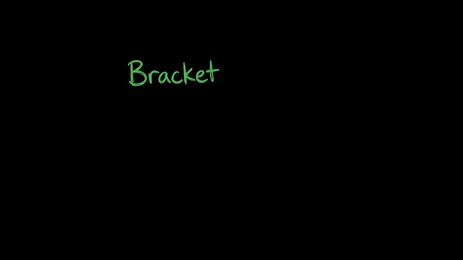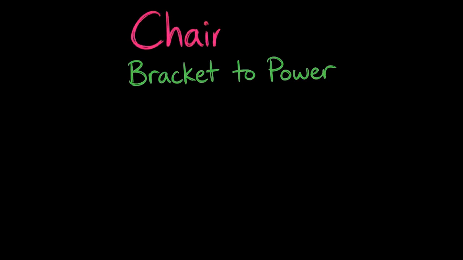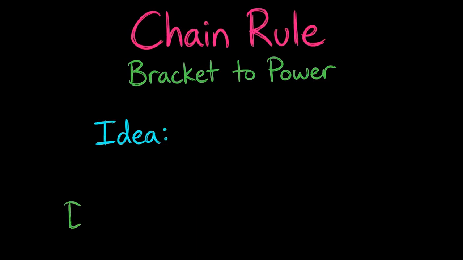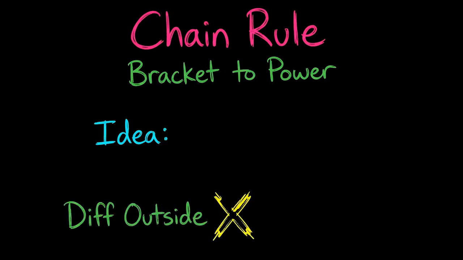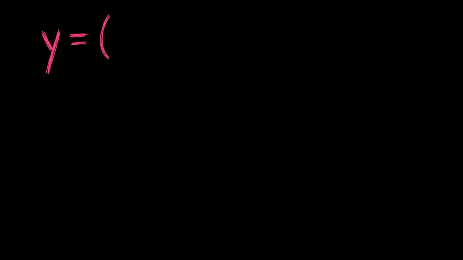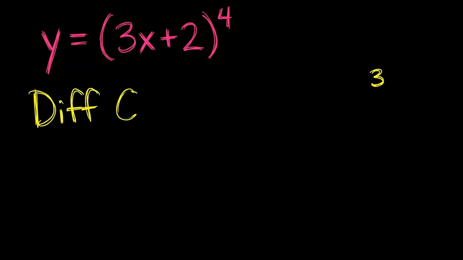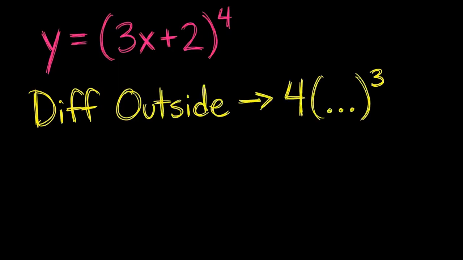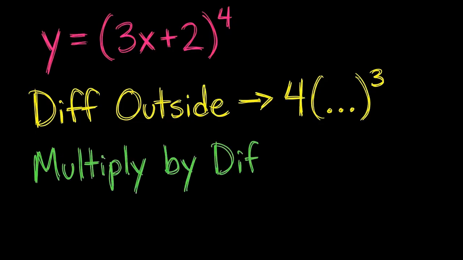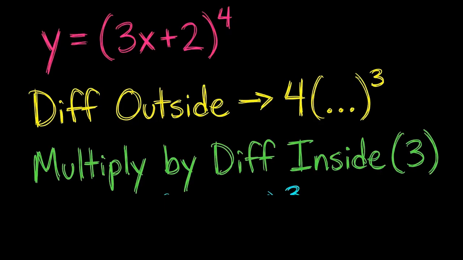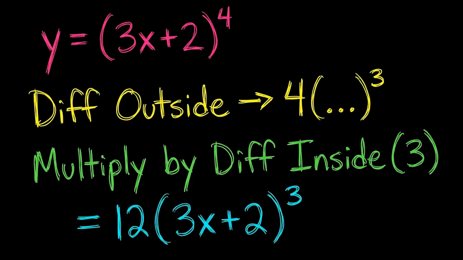If you see a bracket raised to a power, that's the chain rule. The idea is differentiate the outside, then multiply by the derivative of the inside. For example, y equals 3x plus 2 all to the power 4. First, differentiate the outside using the power rule to get 4 times 3x plus 2 cubed. Then multiply by the derivative of the inside, which is 3. The final answer is 12 times 3x plus 2 cubed.